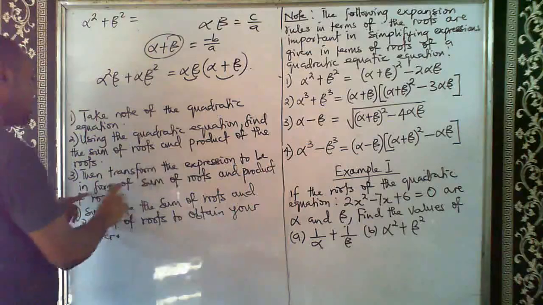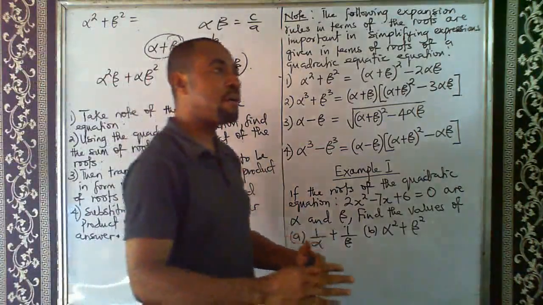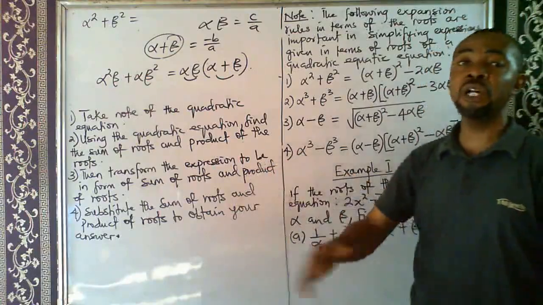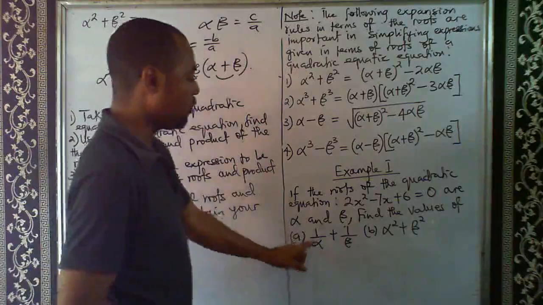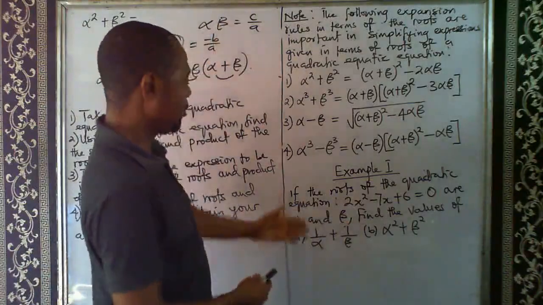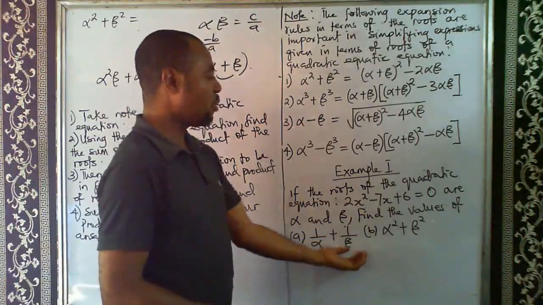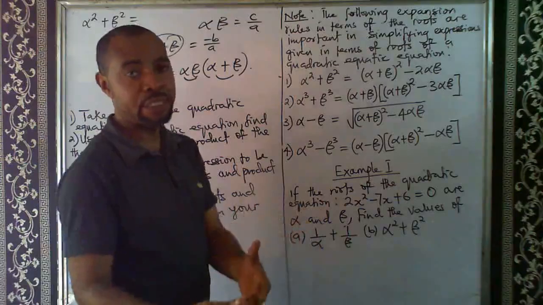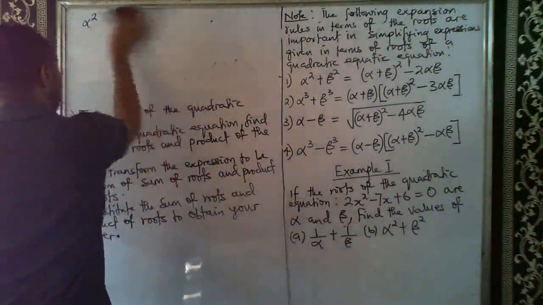Transform the expression to be in the form of the sum of roots and the product of roots. If you cannot transform any expression given to you into the form of sum of roots and product of roots, then you cannot solve the problem. Like here, we have 1 over alpha plus 1 over beta, right? There is no rule for finding 1 over alpha and 1 over beta, but we can transform 1 over alpha plus 1 over beta to be in terms of alpha plus beta and alpha beta. Okay, so let's take these steps and begin to solve this problem.